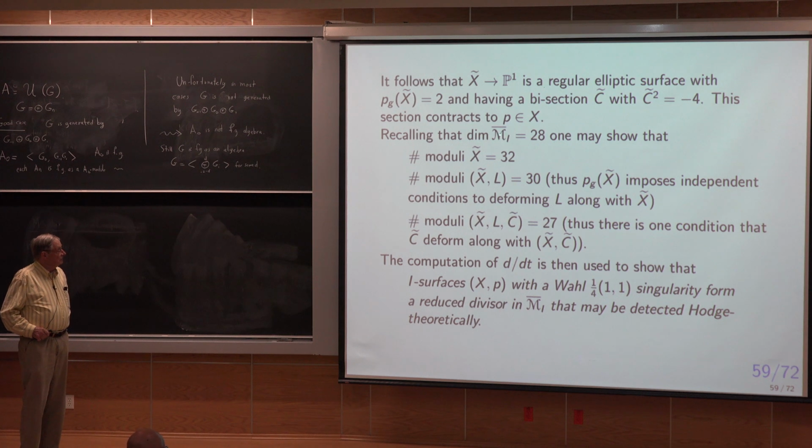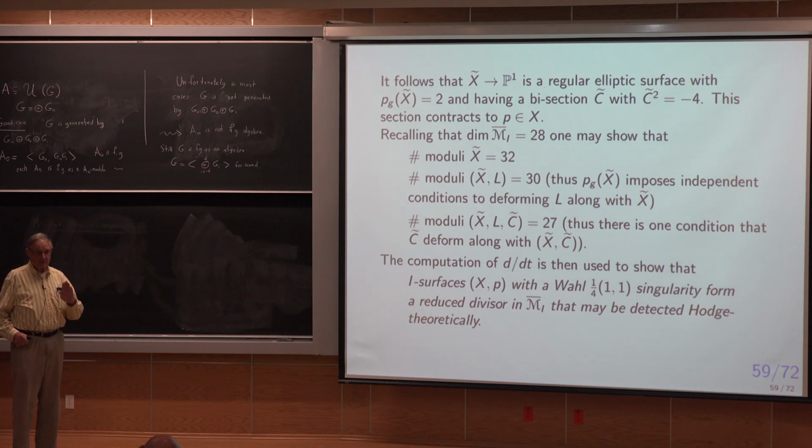The dimension of the space of elliptic surfaces with these numerics is 28. I'm sorry, the dimension of the space of I surfaces, the moduli space, is 28. It's a compact submanifold. The number of moduli of this elliptic surface is 32. Keeping the line bundle that comes from this bisection, the thing that contracts to the singular point, keeping the line bundle is two conditions.